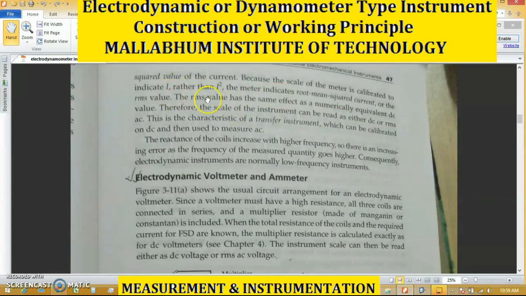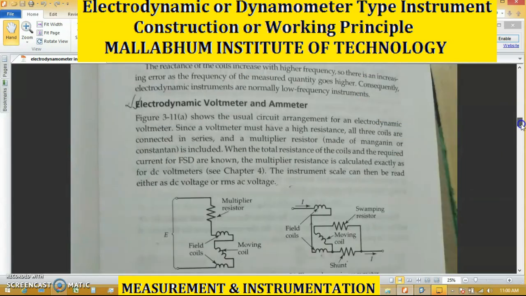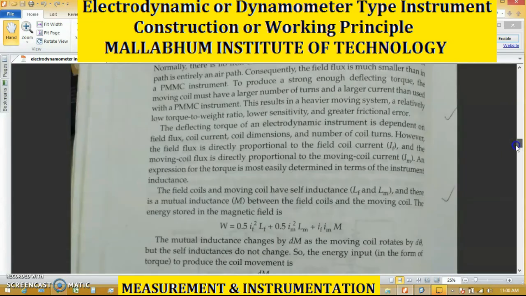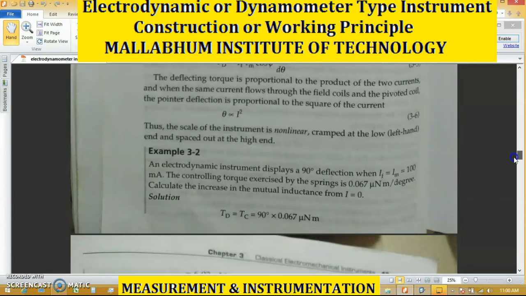So this is written that the instrument deflection is proportional to the square of the current, or the RMS value of the current; this I is the RMS value of the current. This is the deflecting torque equation.